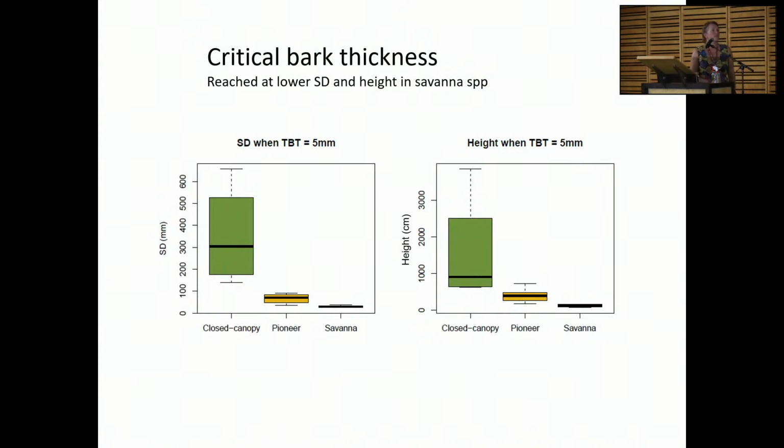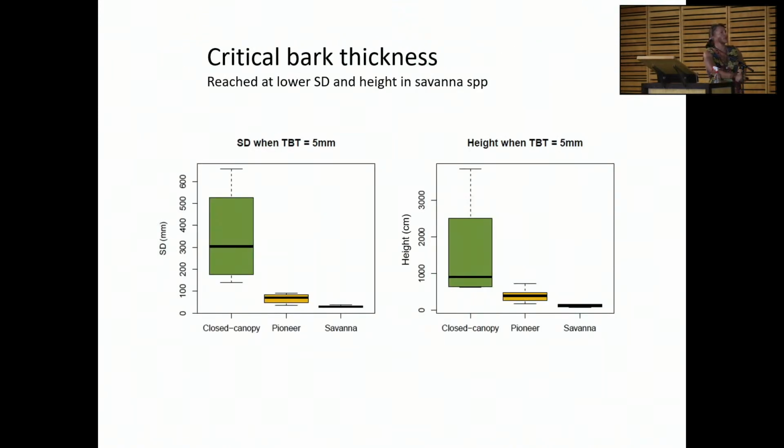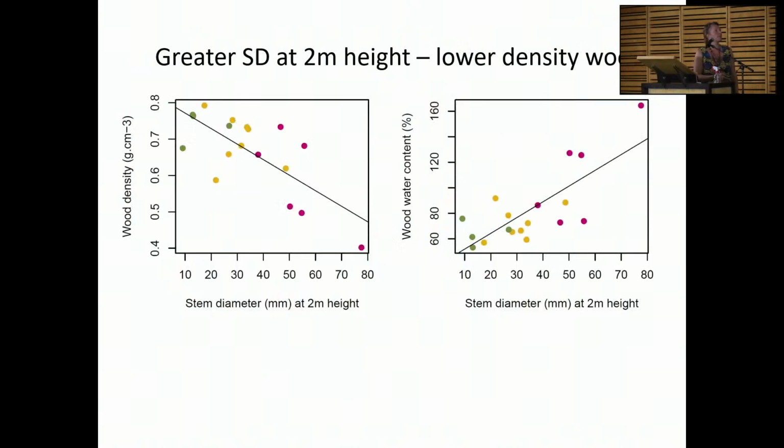And shame, those forest trees, they had to have a stem of, on average, 30 centimeters wide and had to reach a height of some 10 meters before they got 5 centimeters of bark. But the savanna trees reached it really quickly, at less than 5 centimeters thick and at less than 2 meters tall. And here the pioneers actually come out much more similar.